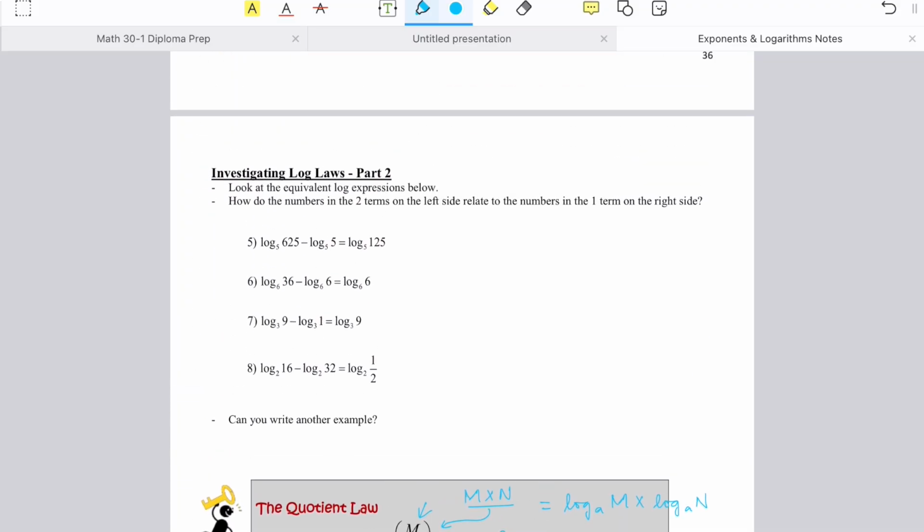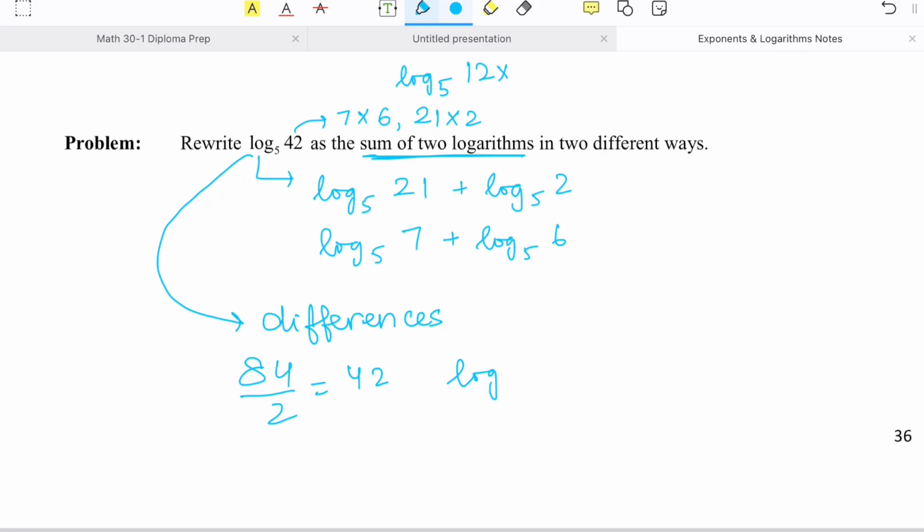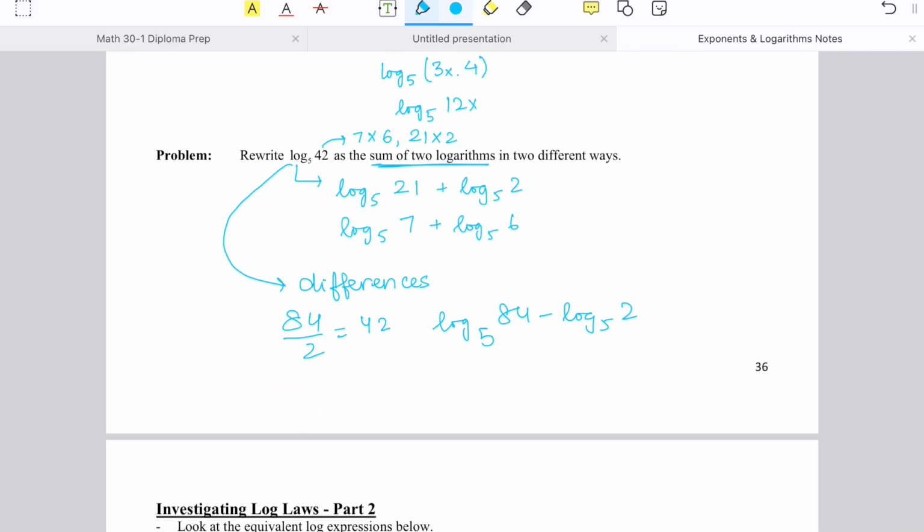Now, if I go back to this question of how you would write log base 5 of 42 as a sum of two logarithmic functions, I can also say differences, right, of log functions. So we know we can do, well, 84 divided by 2 is 42, right? So it'll be log base 5, 84 minus log base 5, 2. Okay, and you can do it that way.